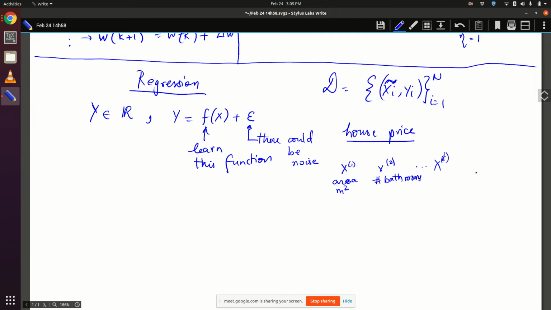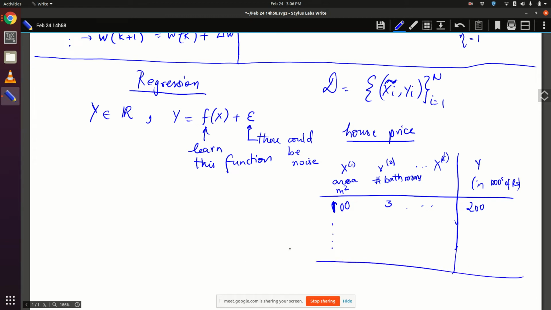Then your y, for a particular sample: if there is a house which is, let's say, 100 square meters with 3 bathrooms, and all these features are there, and there is a price that is given to you, maybe it is 200,000 rupees, in thousands of rupees. So that amount is the price of this house. Like that you are given several houses and your goal is to learn it.